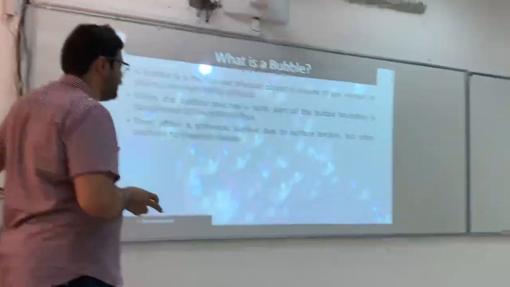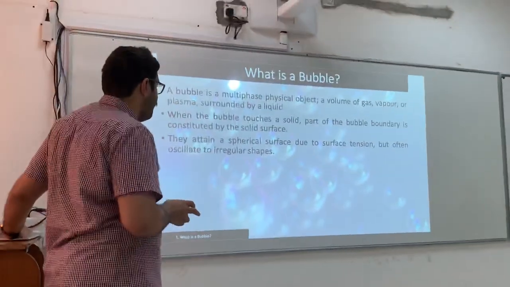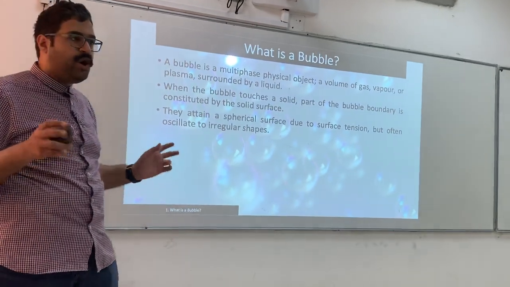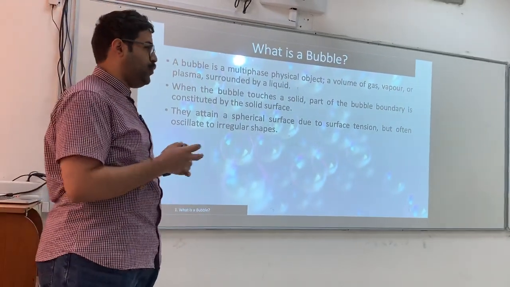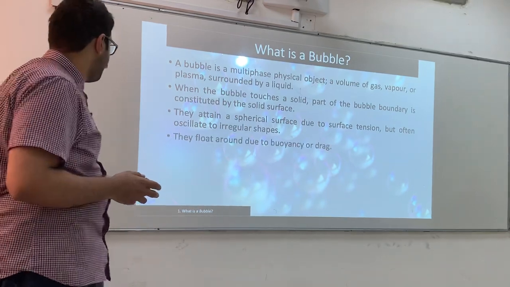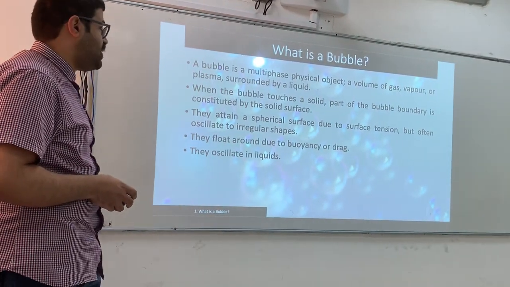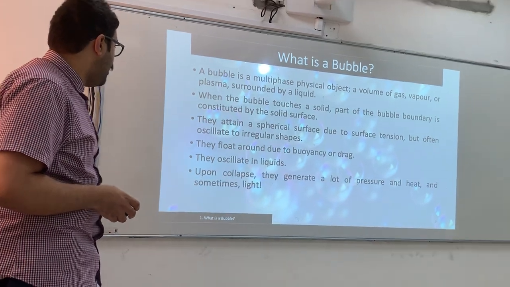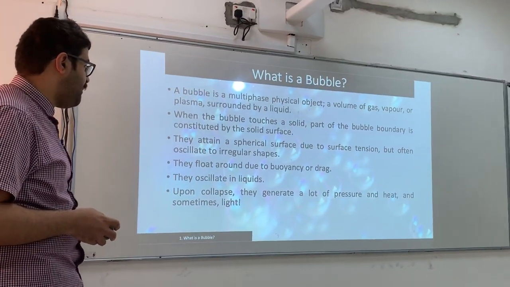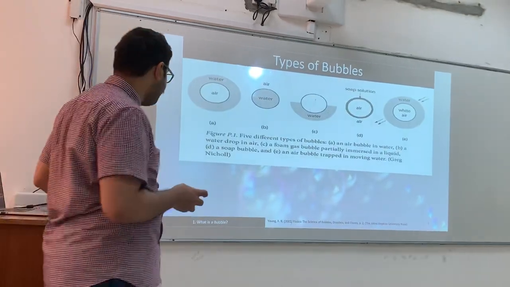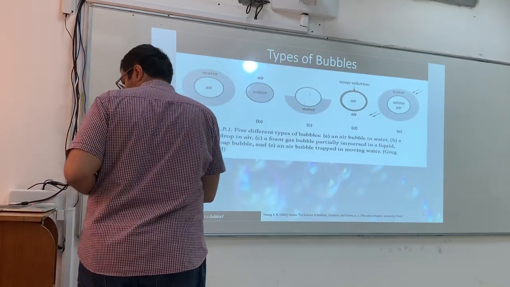Bubbles attain a spherical surface due to surface tension, but often oscillate to irregular shapes. Okay? Often when bubbles oscillate, they don't take long to collapse. They float around due to buoyancy or drag. They oscillate in liquids. Upon collapse, they generate a lot of pressure and heat, and sometimes even light. Okay?